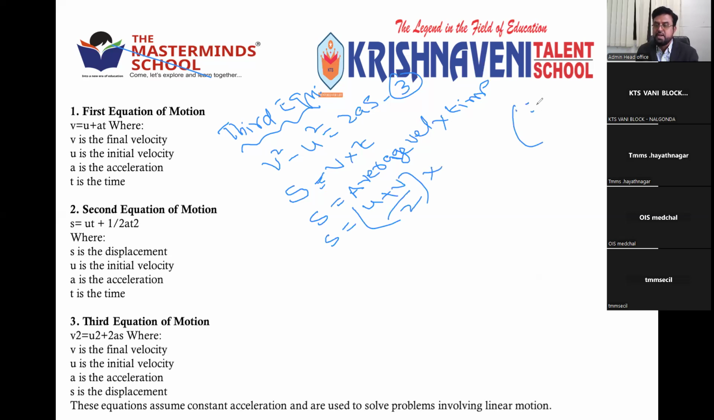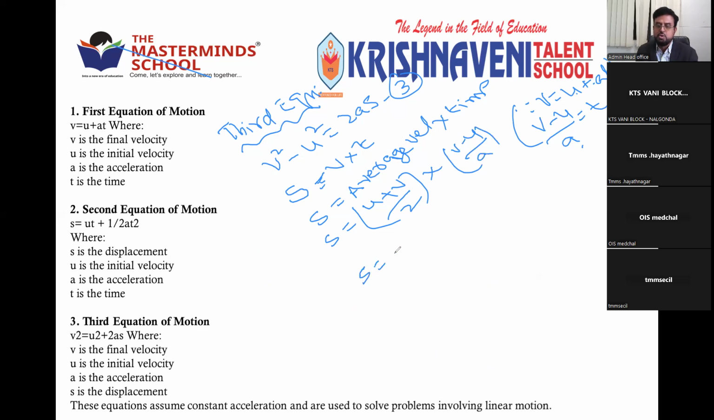See, I'm writing the bracket. V is equal to U plus AT. From here, V minus U by A is equal to T you can write. Means for the T formula we derived here. You want T, take U this side, it becomes V minus U. A comes to the denominator. So in place of T, you can write V minus U by A.